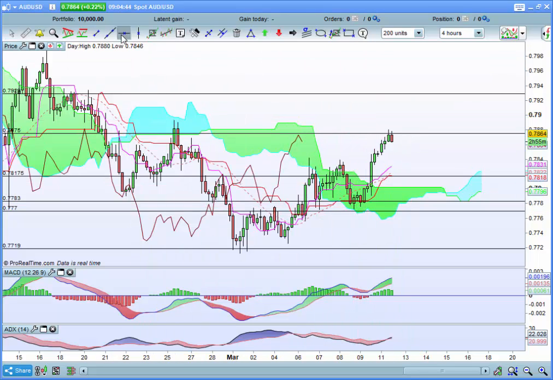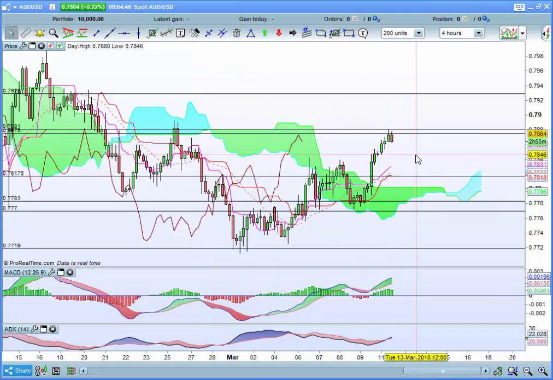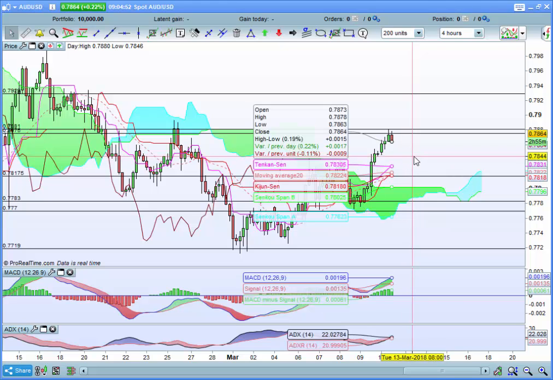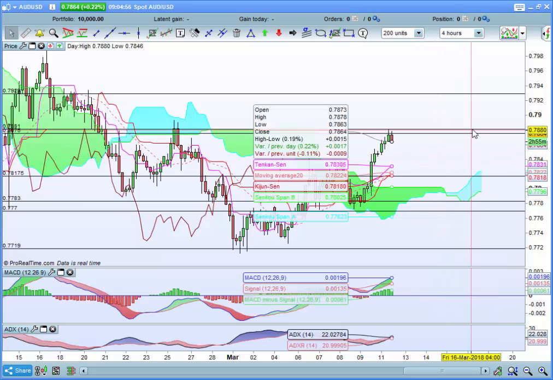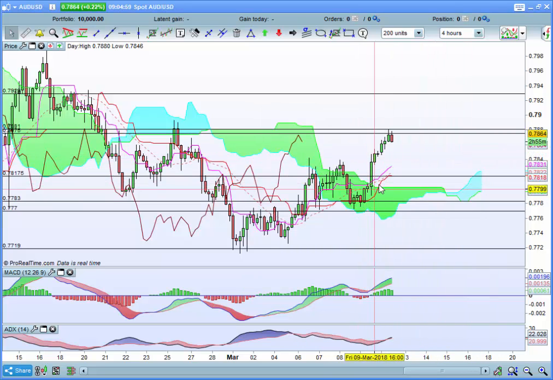We're now testing the old resistance levels here, so do expect a little bit of a pullback and potentially back down to the 78.44 zone, and then a continuation of the rally. But so far, nice rebound here at the top end of the cloud as well as the bottom end of the cloud, corresponding well with the MACD buy signal there.